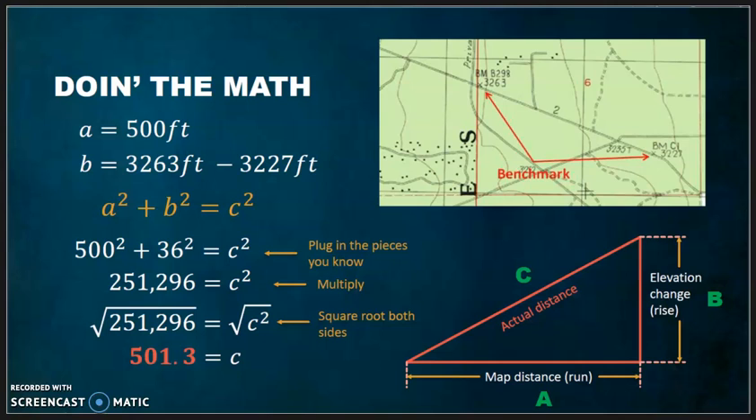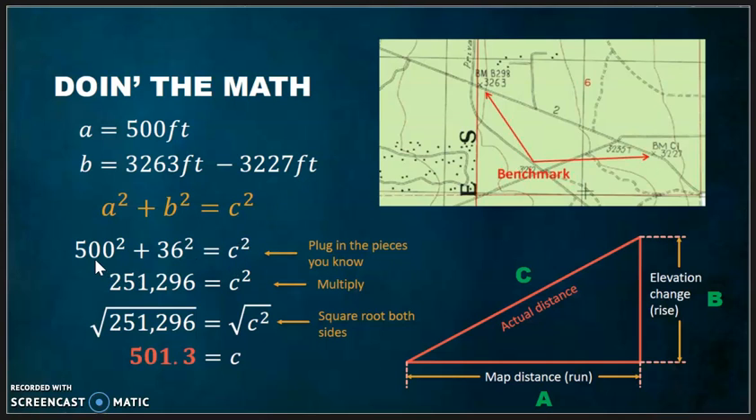So let's do the math. So we know that our map distance is 500 feet, and we have our 2 benchmarks. So we have 3,263 feet, and then we have a benchmark elevation here of 3,227, and so you want to find the difference between those 2 points, and then you will solve for C. So you have your 500 feet for A, and you have 36, which is the difference between those 2 benchmarks, for B, and then you have C.